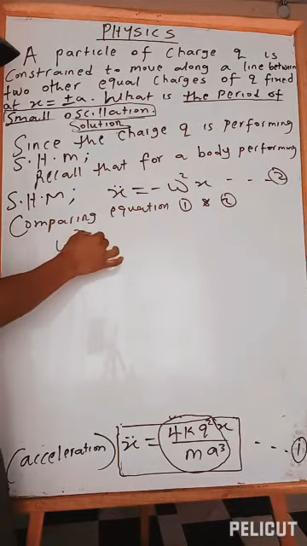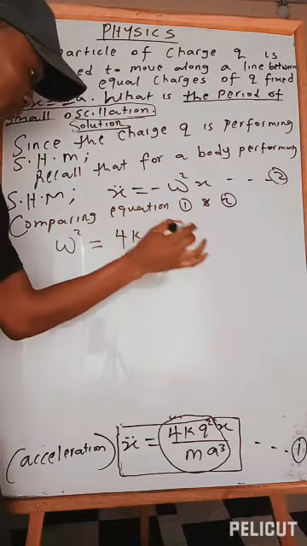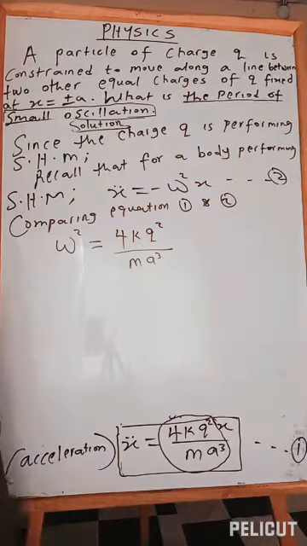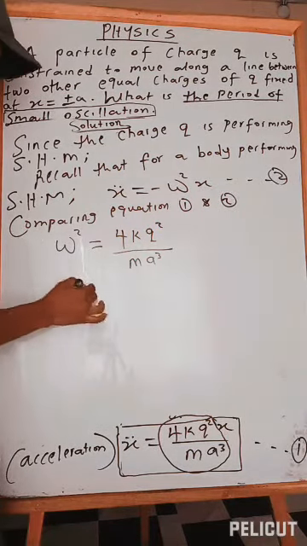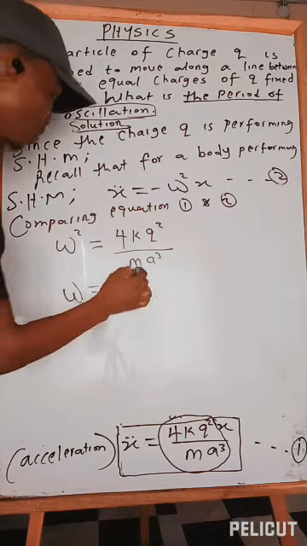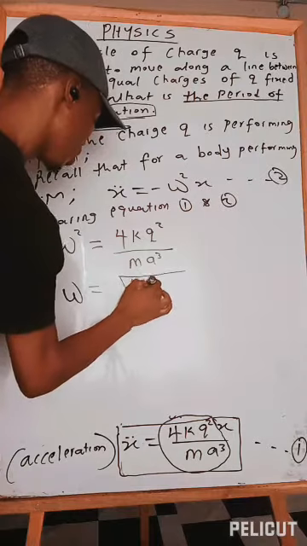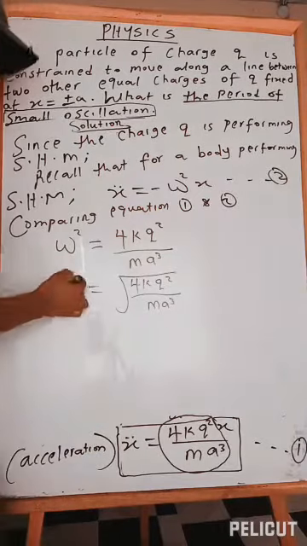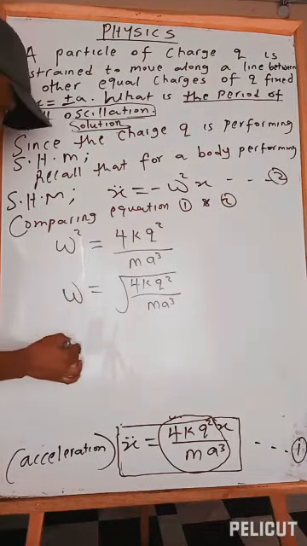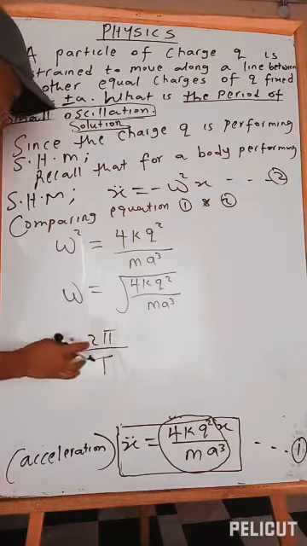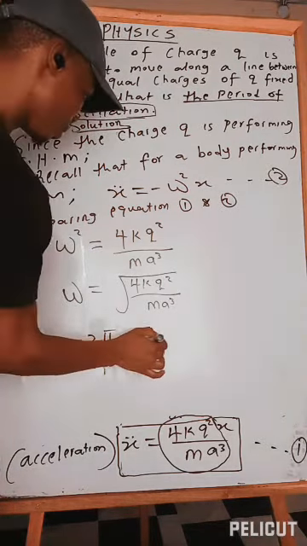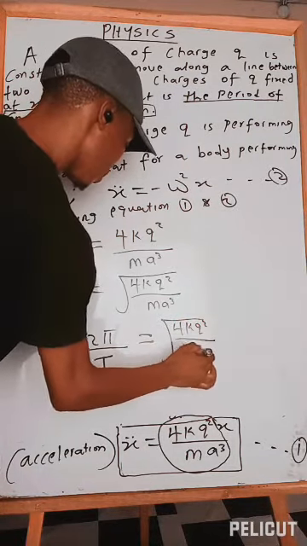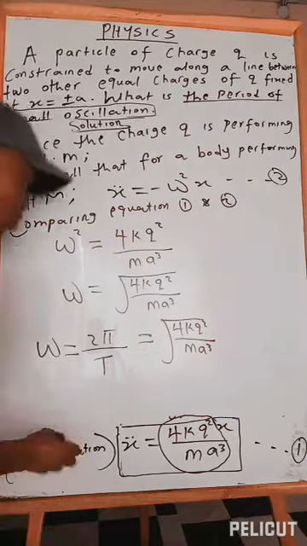So comparing equation 1 and 2, omega squared is actually 4kq squared divided by ma cubed. So that is our omega squared, which is angular speed, and omega is actually the square root of 4kq squared divided by ma cubed. And we know that omega is 2 pi divided by the period. We know this from simple harmonic motion.